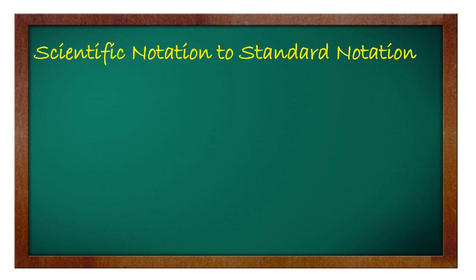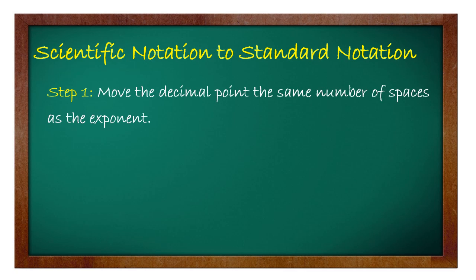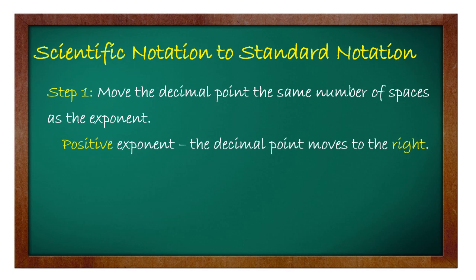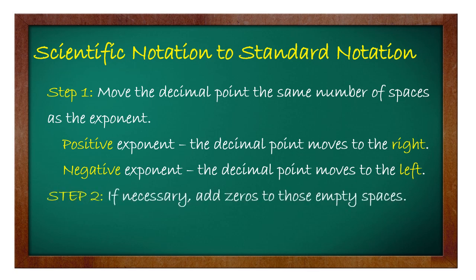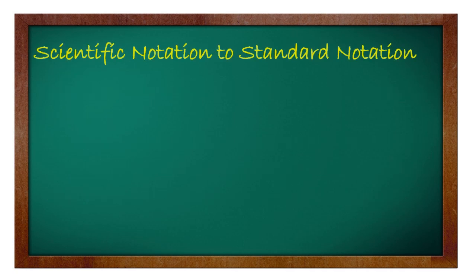There are only 2 steps to follow. First is, move the decimal point the same number of spaces as the exponent. So if we have positive exponent, the decimal point moves to the right. And if we have negative exponent, the decimal point moves to the left. And then after natin move yung decimal point, if necessary, add zeros to those empty spaces. So let's have an example para mas maintindihan yung dalawang steps natin.